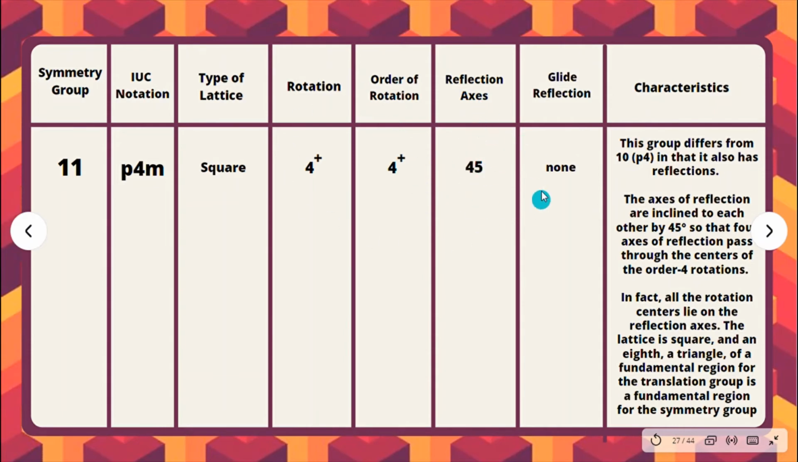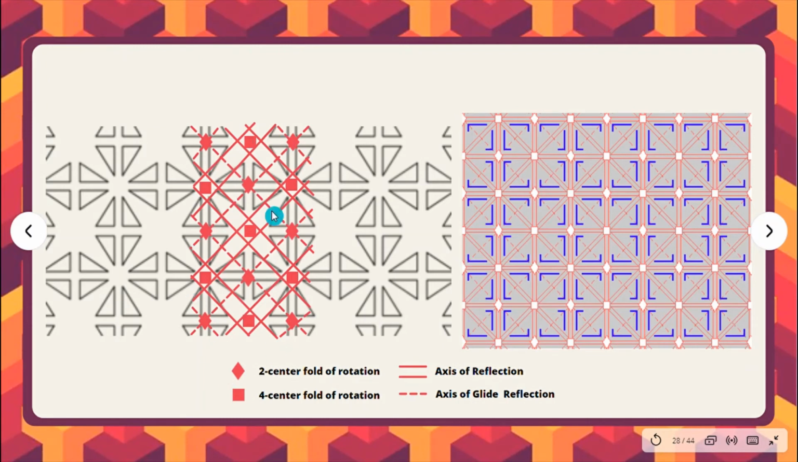And for the reflection axis, we have a 45-degree angle for this one, and we have none for the glide reflection. This wallpaper group uses a lattice type fundamental region of a quarter of the square. Let us take a look at this one. It may look complicated, but let me break it down for you.